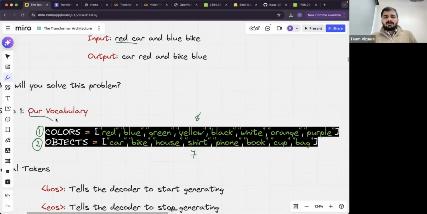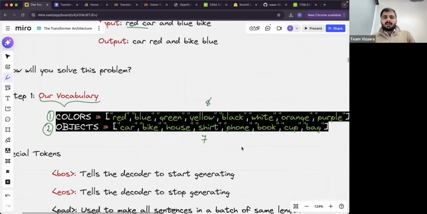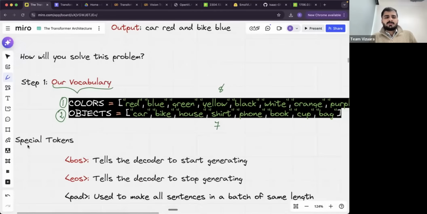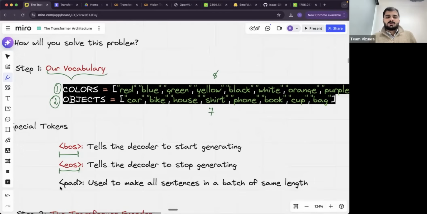So this is my vocabulary. We are going to look at this analogy in terms of modern LLMs also, but for now, let's just focus on a very small vocabulary to build the intuition. And then we are going to consider some special tokens also as a part of the vocabulary. The first token that we are considering is called BOS, which is beginning of sentence. The second token is EOS, which is end of sentence. And we also use a pad token to make sure that all sentences in a batch are of the same length.